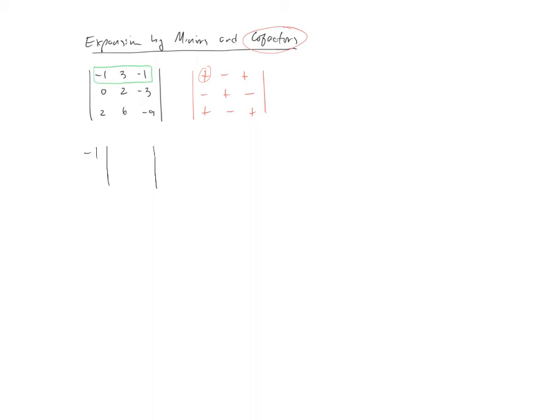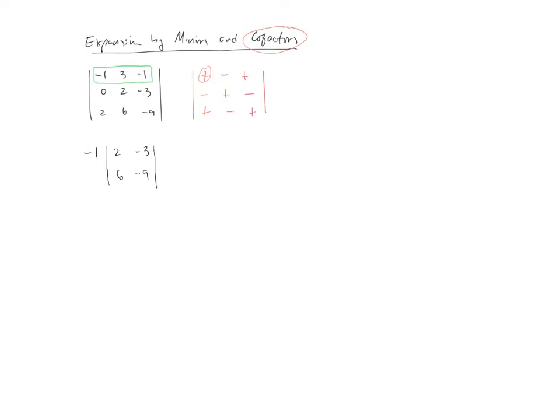Now, if I cross out the row and the column that the -1 is in, you can see that it leaves these 4 numbers. Those 4 numbers are going to be the 4 numbers that I put in the 2 by 2 determinant down below. So I've got a 2, a -3, a 6, and a -9.